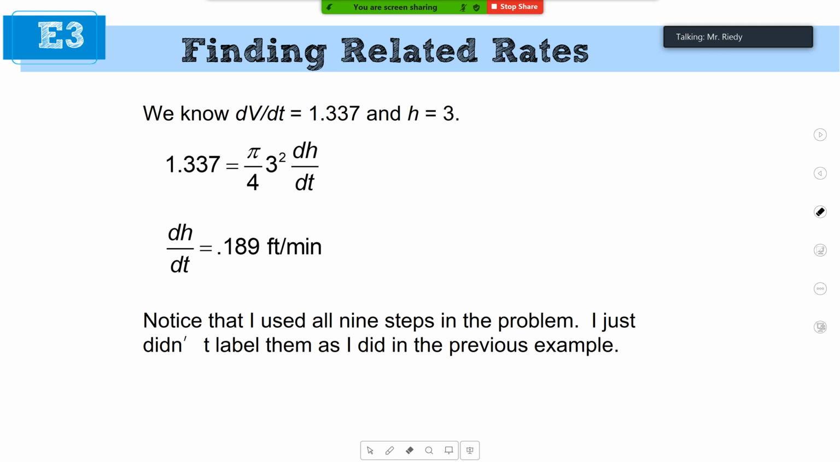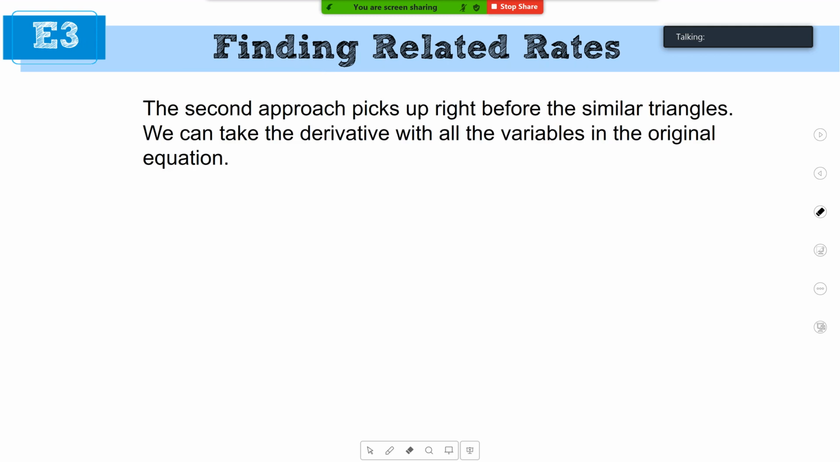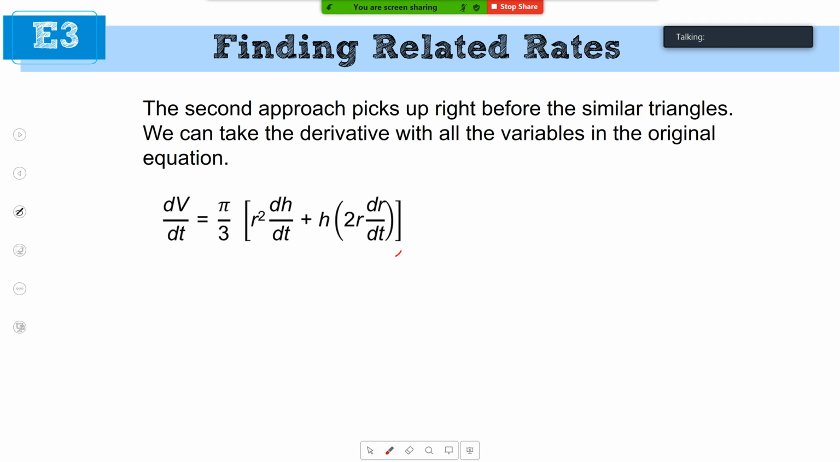All right, let's look at the other method, which you're probably not going to do, but I'll show you anyways, just so I can say I showed it to you. This is the derivative of the first equation without doing the similar triangle stuff. This stuff in the middle is the power rule. Or sorry, the product rule.